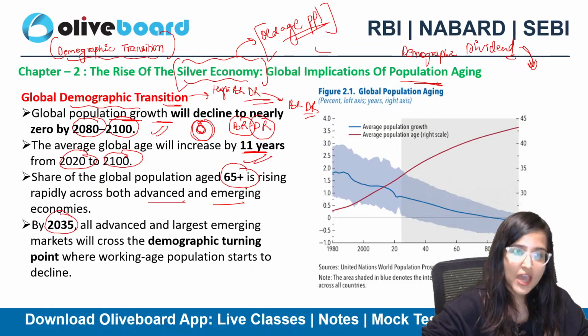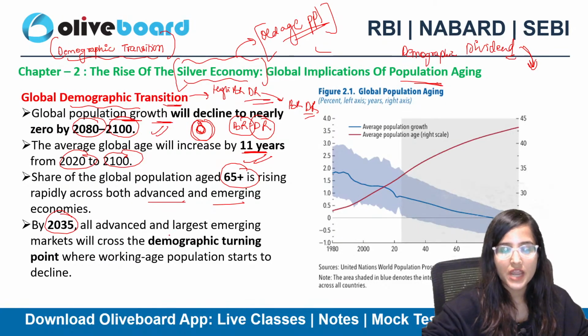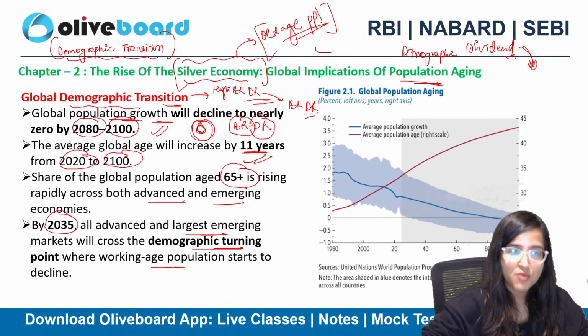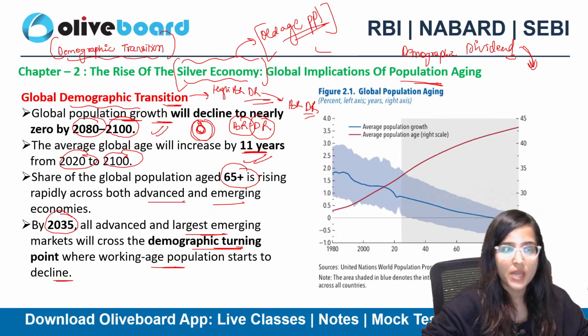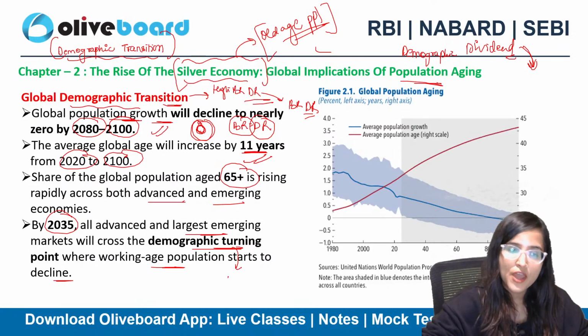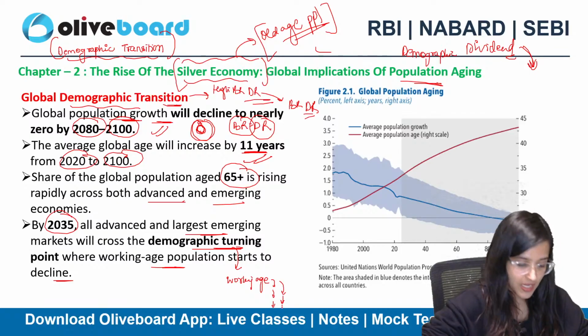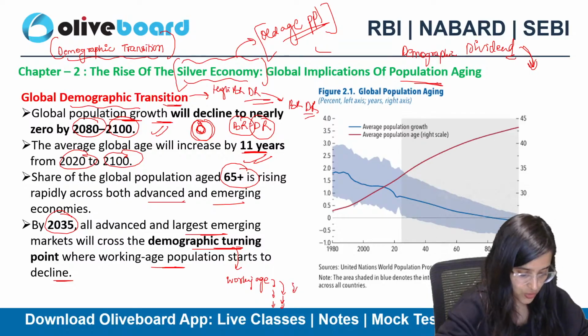By 2035, all advanced and largest emerging markets will cross their demographic turning point where working age population starts to decline. So demographic turning point क्या है? When your working age population will start declining, right? There are many countries where it has started declining also, right?